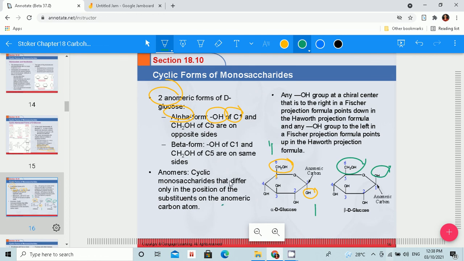Okay, so an anomer only differs in the position of the OH on some atoms. In a cyclic form, it's an anomer, but in a polyhydroxyaldehyde, when we have our Fischer projection, then we have the D and L enantiomers. Now, any OH group at a chiral center that is to the right in a Fischer projection formula points down in the Haworth projection formula. The Fischer projection is your line-bend structure of your monosaccharide. All on the right will be positioned below the ring in a Haworth projection, and all on the left will be positioned above the ring.